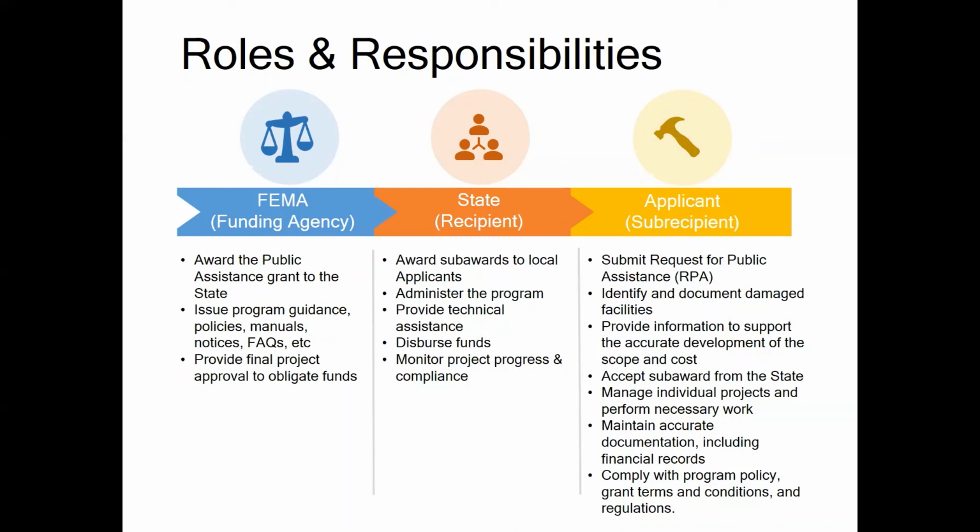FEMA uses both the term applicant and subrecipient to identify the local partner. An applicant has applied for assistance under PA, while a subrecipient has received a subaward. The grant requirements from the prime award flow down to the subrecipient. Subrecipients are accountable for the compliant use of federal funds and completion of projects in compliance with PA program policy, terms, conditions, and regulations.